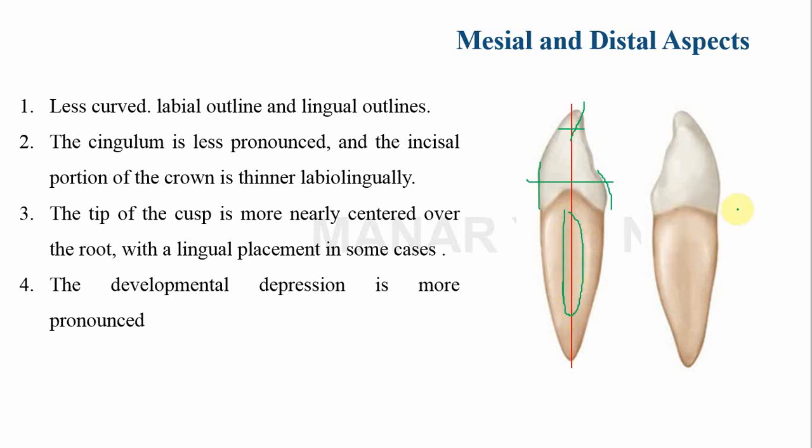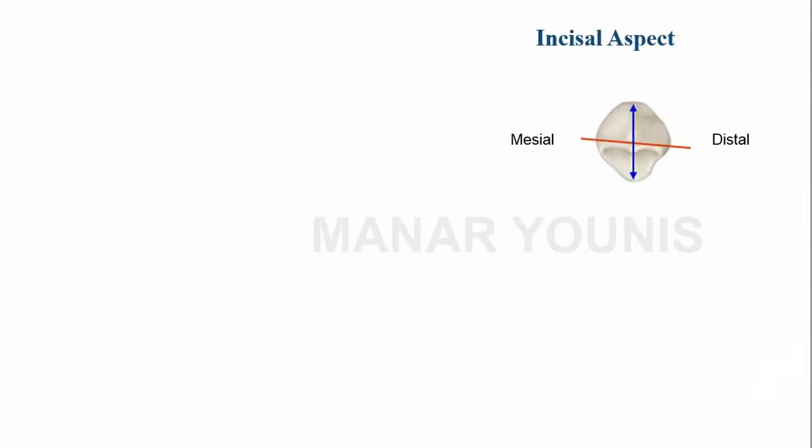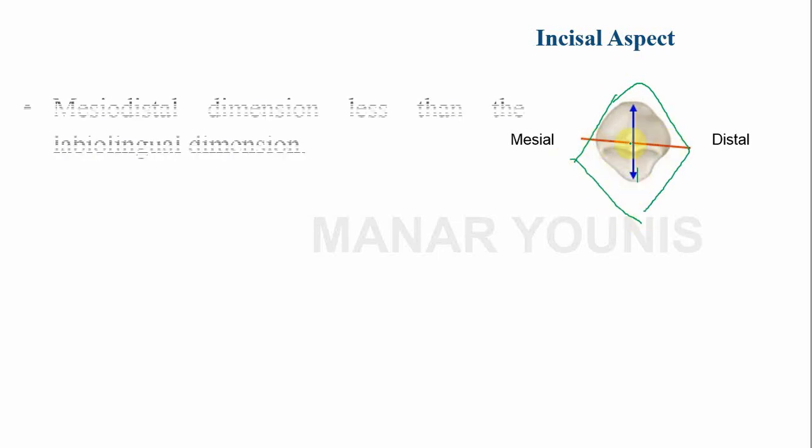For the distal aspect, the main difference is less curvature of the cervical line. So we have less curvature in the distal compared to the mesial. Also, the developmental depression is usually more pronounced on the distal aspect than the mesial aspect. Finally, the incisal aspect of the mandibular canine. Just like the maxillary canine, it has a diamond shape, and the labiolingual dimension is greater than the mesiodistal dimension.